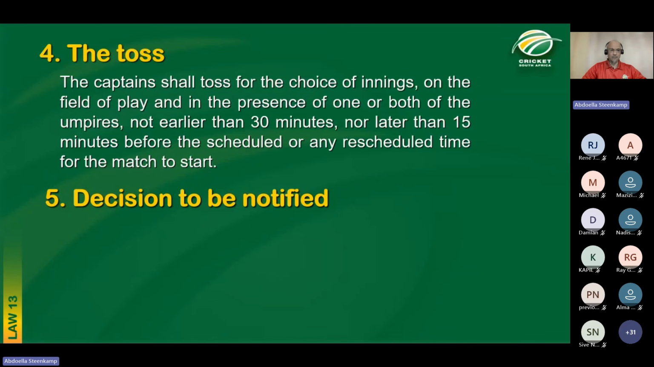Where does the toss take place? Anywhere on the field of play, according to the law. So where is anywhere on the field of play? As soon as you put your foot across the boundary rope, that's on the field of play. So according to the law, the toss can actually take place just inside the boundary rope. But we all know customarily, and it's been so for centuries now, the toss usually takes place right next to the match pitch, but that's customary. According to law, it's anywhere on the field of play.